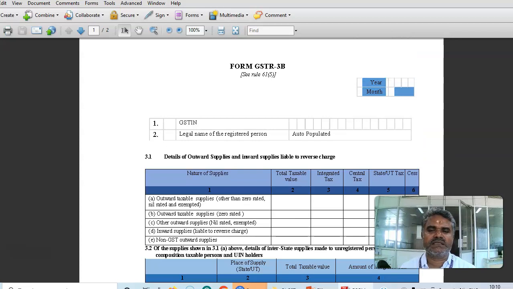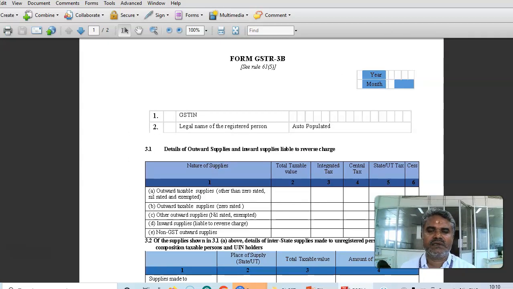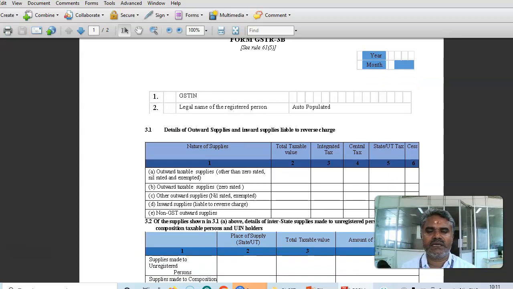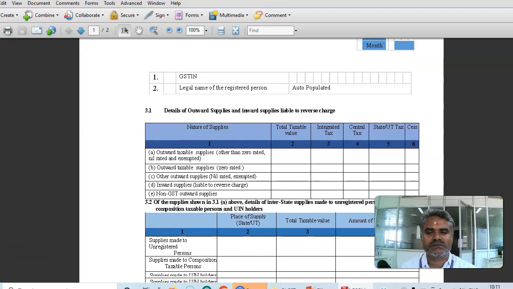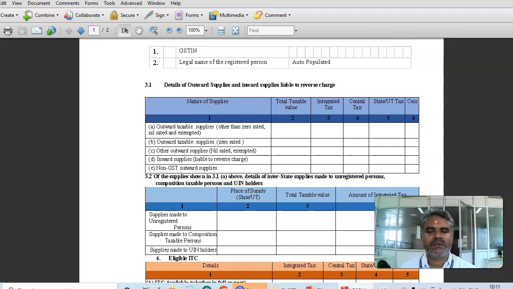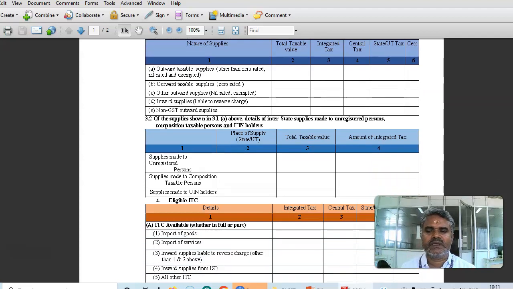Form GSTR-3B: year and month, GSTIN, legal name, and details of outward supply and inward supplies liable to reverse charge. Only reverse charge, not registered and all, because they are given already. Then 3.1 shows details of interstate supplies made to unregistered persons.